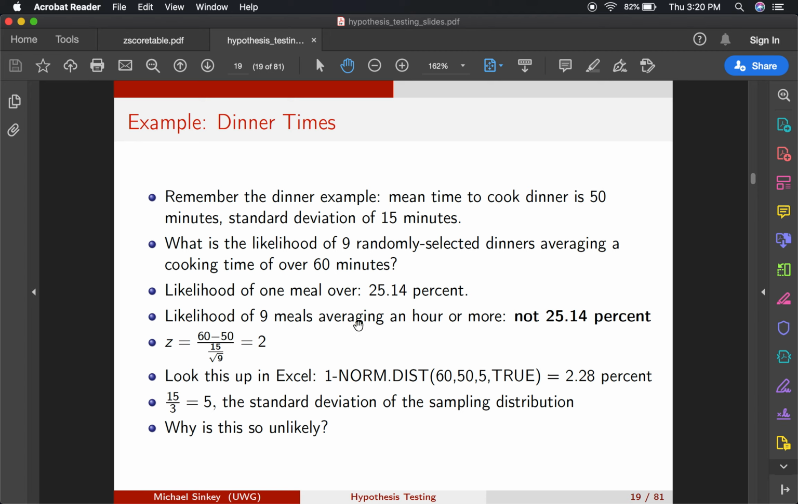Okay, I subtract that from 1, I get 2.28%. I could use Excel. The only difference that I would have to do is replace the standard deviation of 15, which is per person, or per dinner rather, to 5, which is per sample of 9 dinners.